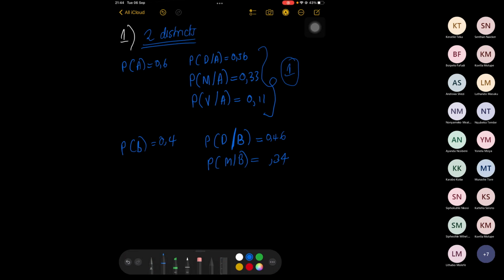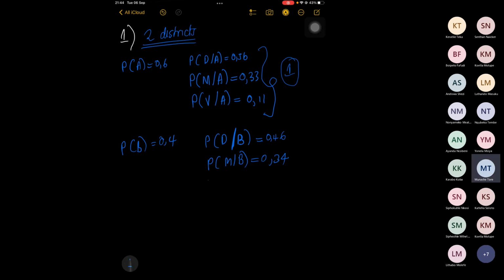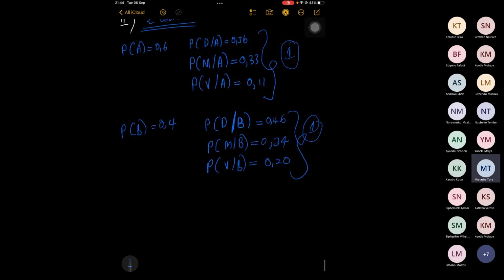0.34. Then the probability of being very satisfied, given that they're coming from B, is going to be 0.2. You see? Note, if you add these, they'll give you 1. Okay, now we are done.